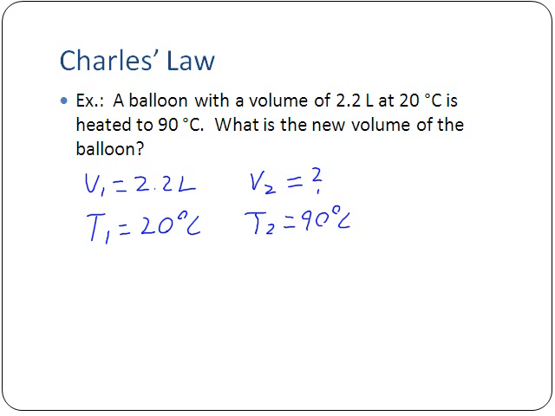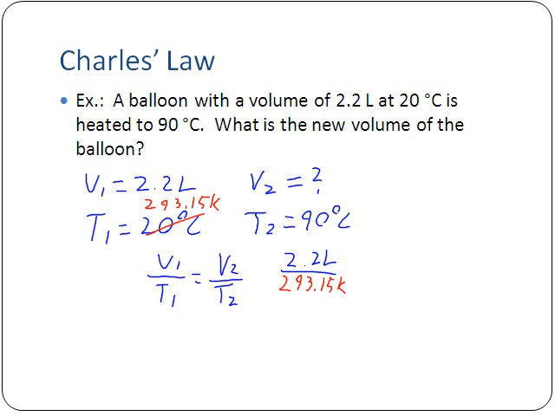Okay, so we're going to set up Charles's law. V1 over T1 equals V2 over T2. Doing this here, V1 is 2.2 liters over the temperature T1, which is 20 degrees C. We can't use 20 degrees C. We're going to have to instead replace that with the temperature in Kelvin. Kelvin would be 20 plus 273.15, so we get 293.15 Kelvin. So that's what we have to use here.